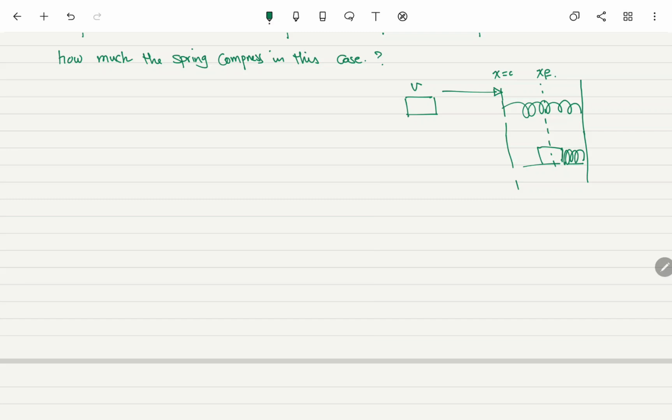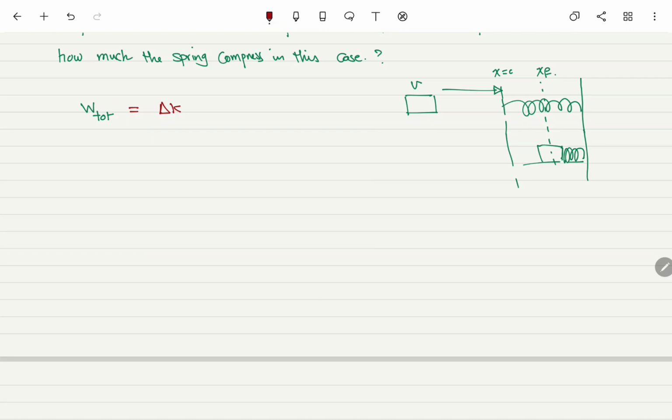Now back to our example here. Let's start with the most important equation, work total equal to delta K. Now the question is, what are the four types of forces we might have in the situation? We don't have external force and no friction whatsoever in this case. Gravitational force is equal to zero because the object is on the ground, and the only work done here is the work done by the spring.